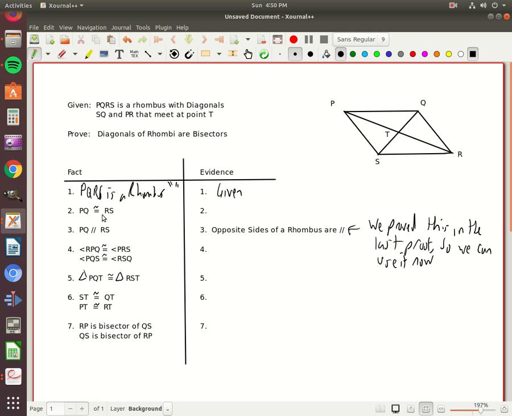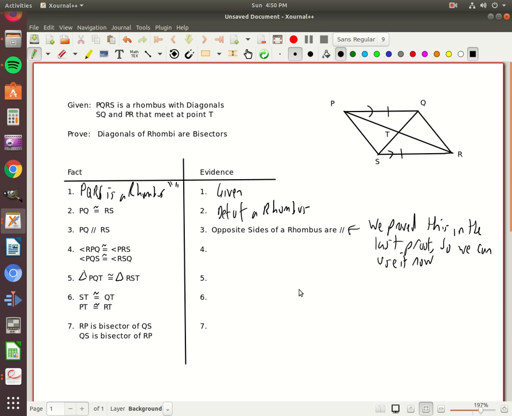So because of that, I know that PQ is congruent to RS. As a matter of fact, I know all the sides are the same, but I only need these two apparently, so I will say definition of a rhombus. Next, I can say PQ is parallel to RS. You might remember, we actually proved this in the last proof, so we can use it now.